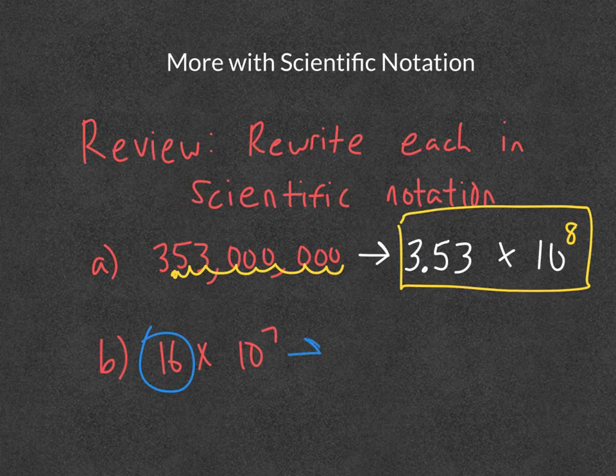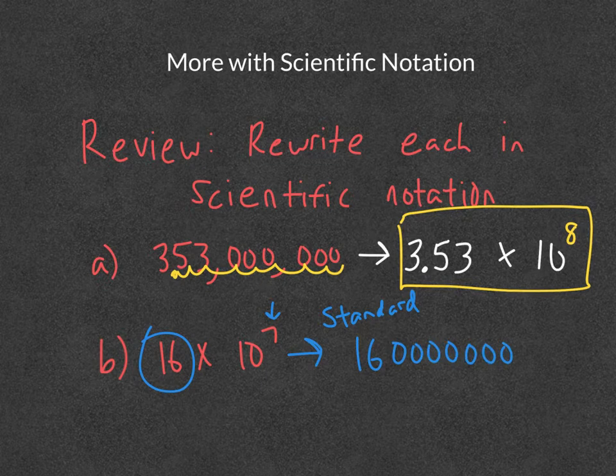Sometimes to figure out that power, it's helpful just to convert this to standard form first. That's something we should know how to do as well. Standard form is just writing the number with all the zeros. Right now our number is 16, and we're going to be moving the decimal to the right 7 times. So that's going to add 7 zeros: 1, 2, 3, 4, 5, 6, 7.